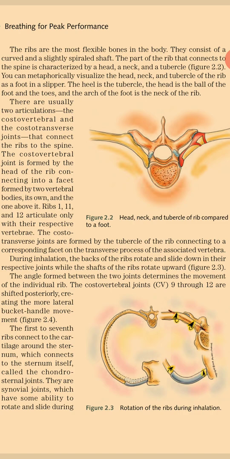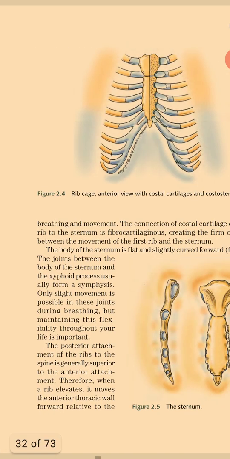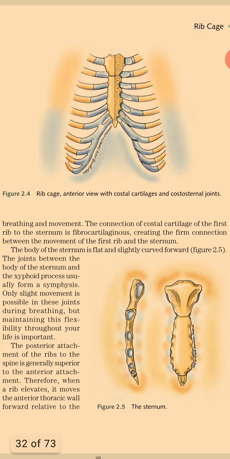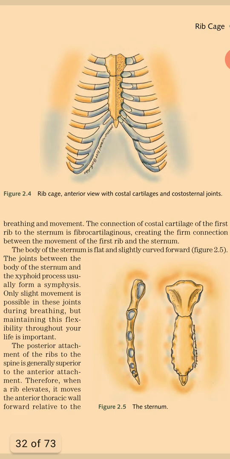The 1st to 7th ribs connect to the cartilage around the sternum, which connects to the sternum itself, called the chondrosternal joints. They are synovial joints which have some ability to rotate and slide during breathing and movement. The connection of costal cartilage of the first rib to the sternum is fibrocartilaginous, creating the firm connection between the movement of the first rib and the sternum.